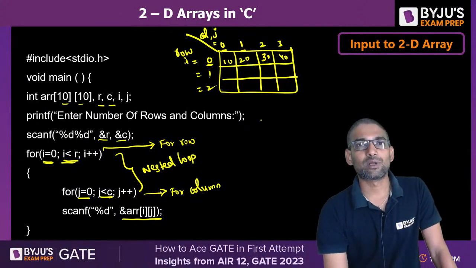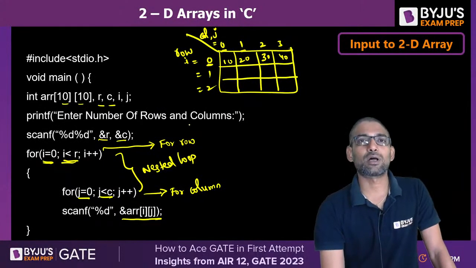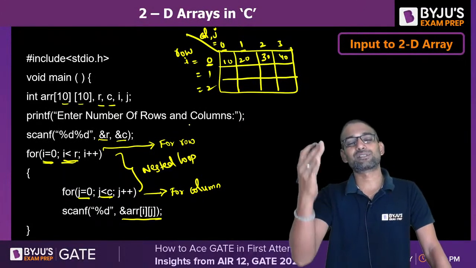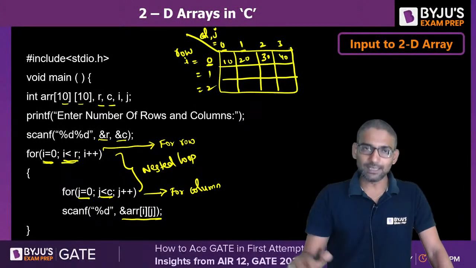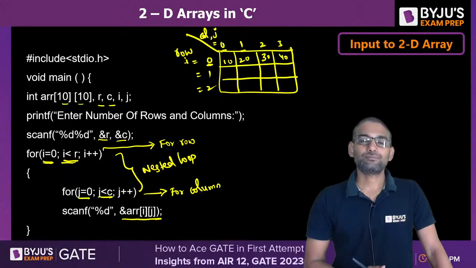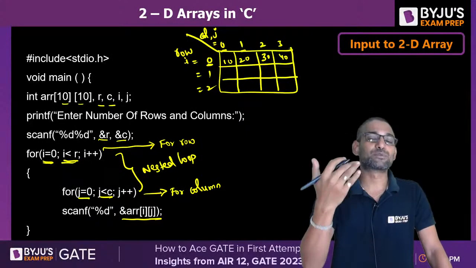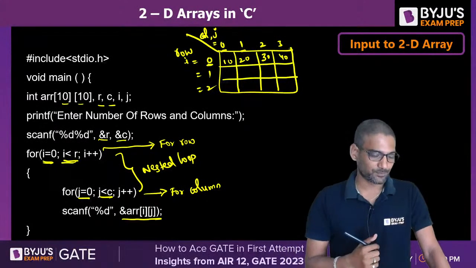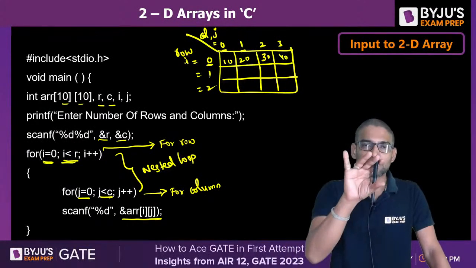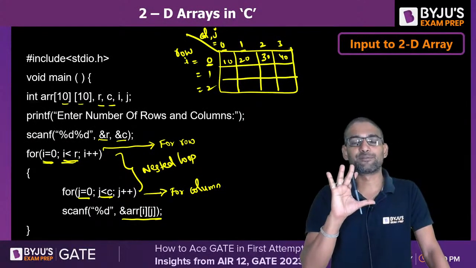So here when i is equal to 0, the j value changes from 0 to 1, 1 to 2, 2 to 3. Then for the second row, i becomes 1. Second row values are taken. Then third row values. I hope this nested loop concept is clear for everyone.